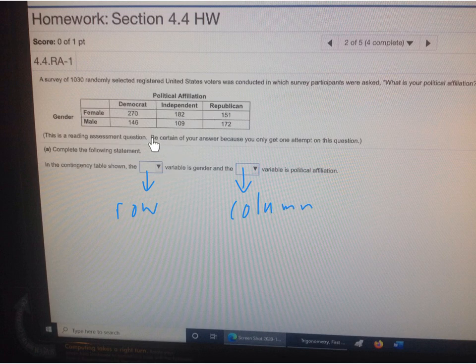So I only see part A here. In the contingency table showing the blank variable is gender. So gender here, and that's the row. The options are row and column, and so your rows are gender, and the blank is the political affiliation. Well, these are the political affiliation. Your choices again are row or columns, and they're columns.